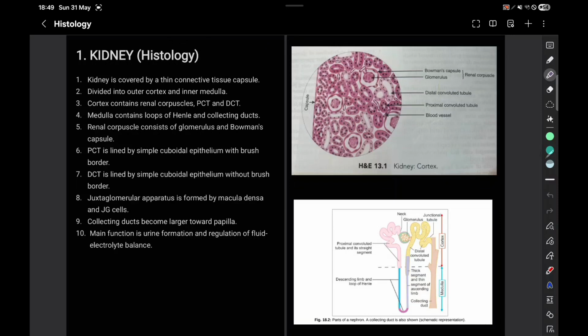Okay, so we are going to see the topic kidney for histology. Starting off, we'll be just covering 10 points, the diagram.